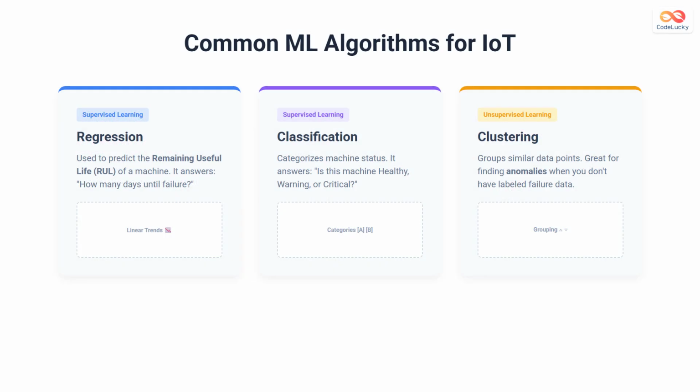There are three main types of algorithms used here. Regression helps us predict numbers, like estimating exactly how many days a machine has left before failure. Classification helps us categorize the machine's state as healthy or broken. And clustering is useful for finding those anomalies we just talked about, even without prior examples.